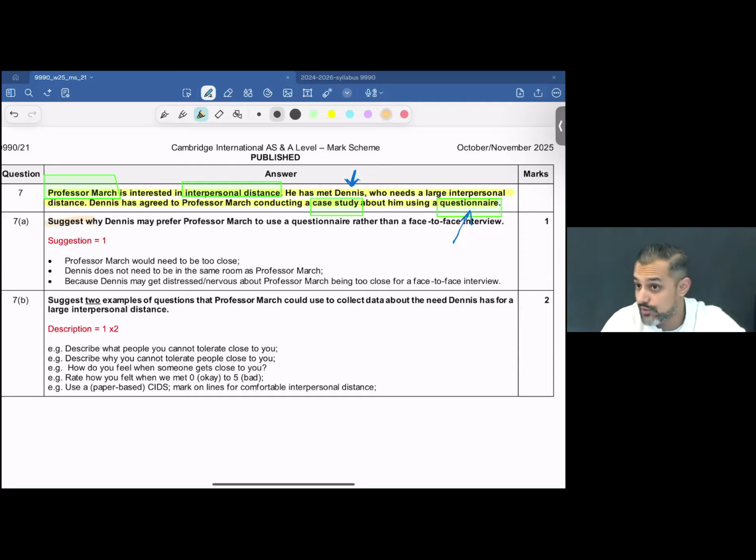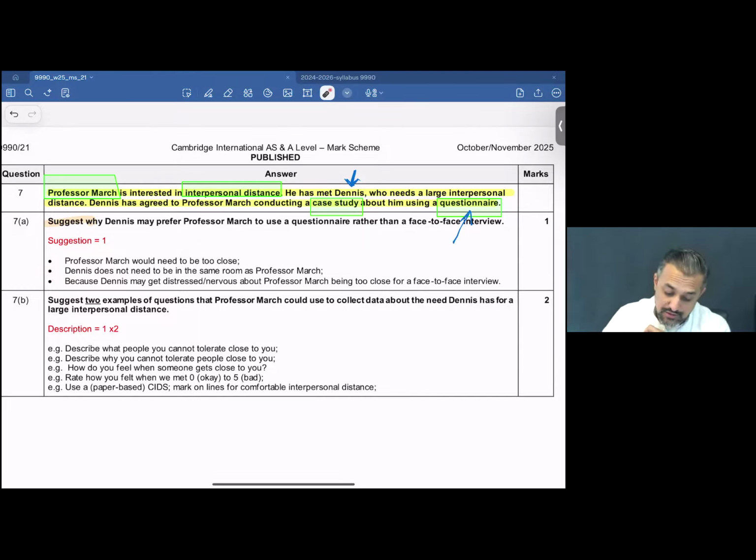Suggest, again, the command word over here is suggest. Why Dennis may prefer Professor March to use a questionnaire rather than a face-to-face interview. Now, keeping in mind the initial piece of information or the rubric that the examiner has provided us, we are expected to give a suggestion, and this is just worth 1 mark. Professor March would need to be too close. You know, when you talk about a face-to-face interview, there's a likelihood that the person who's getting the questionnaire filled, that is Professor March, might have to be physically close to this person, Dennis, who does not really like people being close to him.